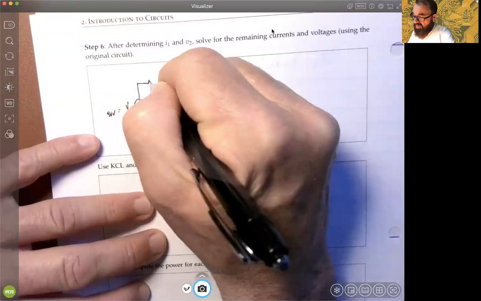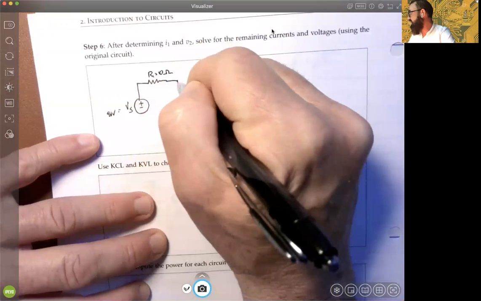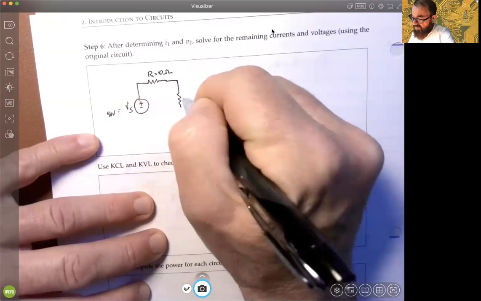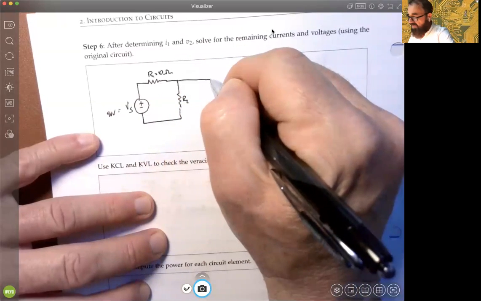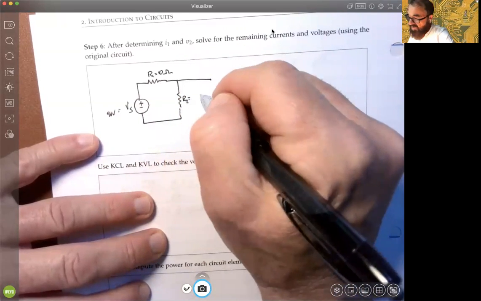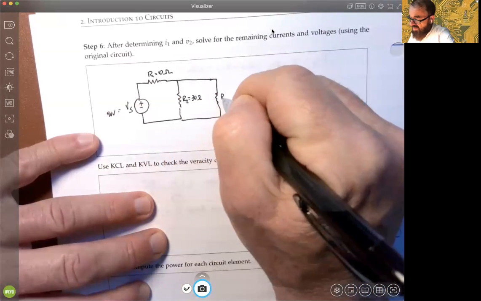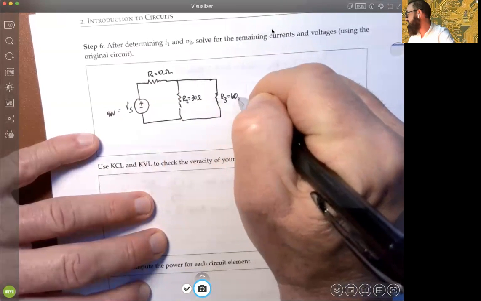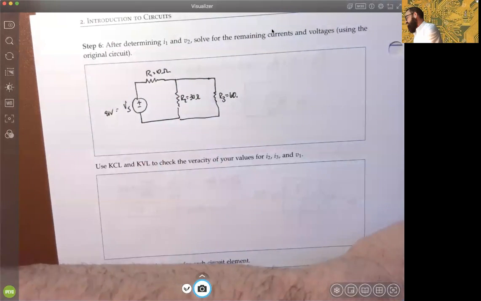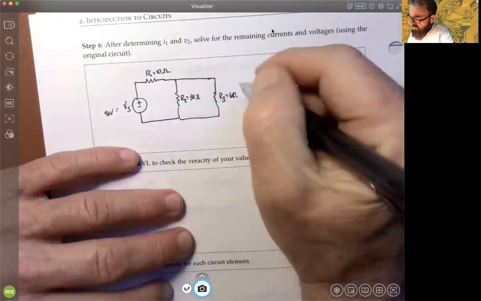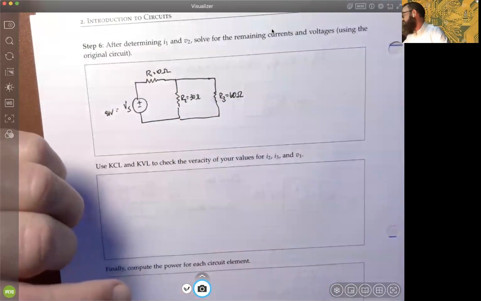R1 is sitting up here, 10 ohms. And remember, we had R2 here, and we have R3. R2, of course, originally is 30 ohms. And then over here, we have R3, which is 60 ohms. Excuse me, no. R3 was, yeah, 60 ohms, sorry. Just making sure it's consistent there, okay?